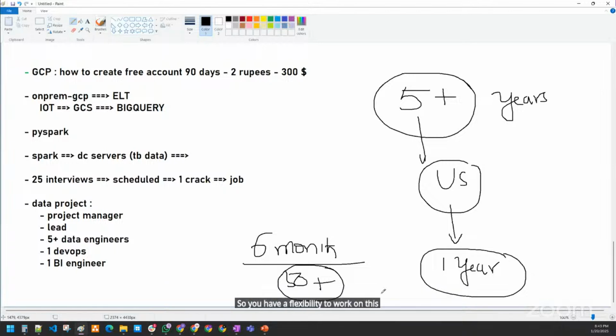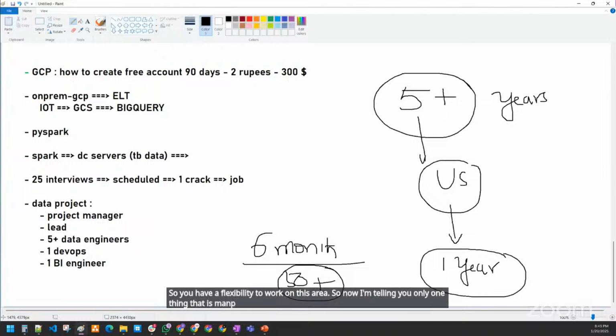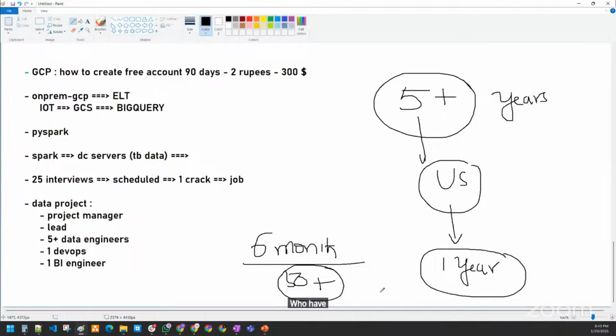Now I'm telling you only one thing: manpower is very less. Companies are looking for GCP data engineers, but there is no person who has the skilled experience, or at least the course knowledge. Very few people. The moment you put your resume, wait for 2 days, you get 10 calls in a single day. 10 calls in a single day. Sometimes people told me, sir, I am putting my phone on shutdown.